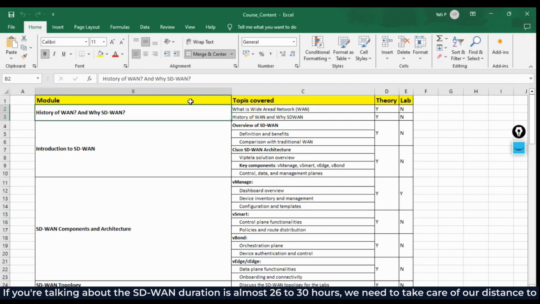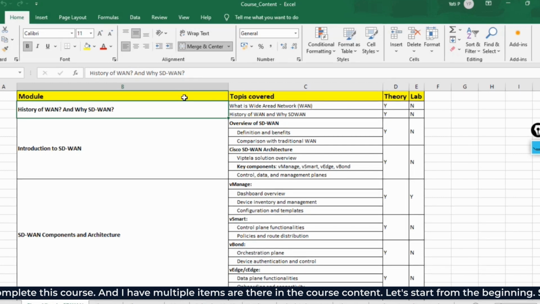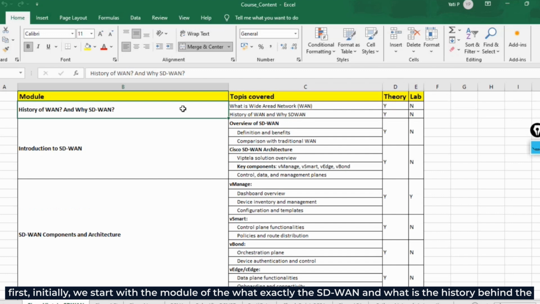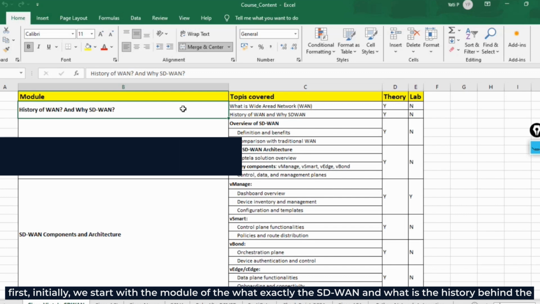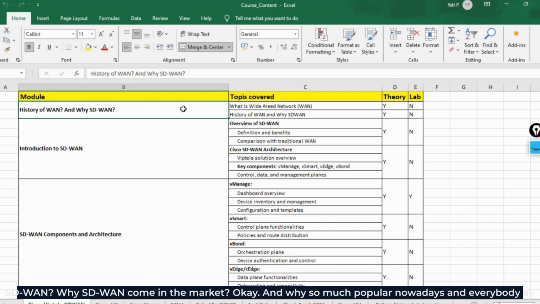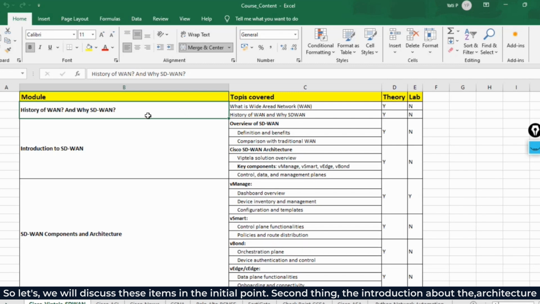If you're talking about the SD-WAN duration, we need to take almost 26 to 30 hours to complete this course. I have multiple items in the course content. Let's start from the beginning. First, we start with the module on what exactly SD-WAN is and the history behind SDN, why SDN came into the market, and why it is so popular nowadays, with every organization wanting to deploy SDN. Do we have any benefit from it? We will discuss these items at the initial point.